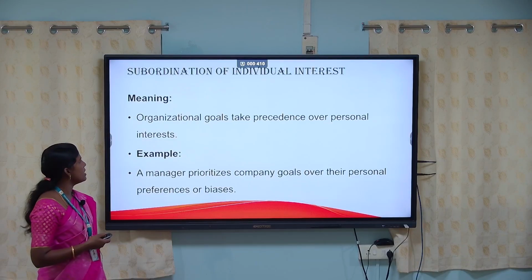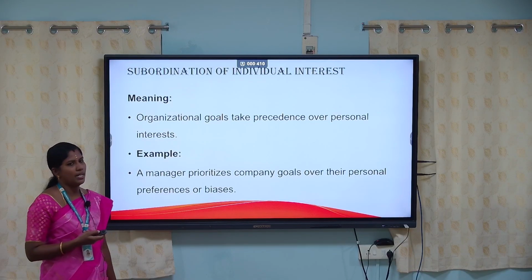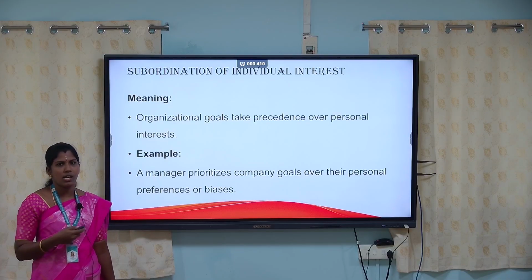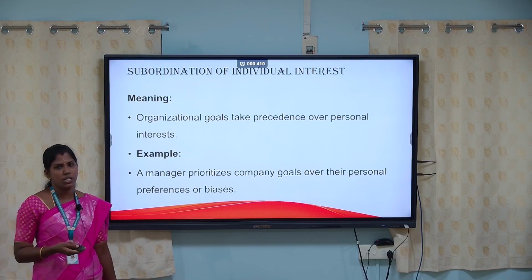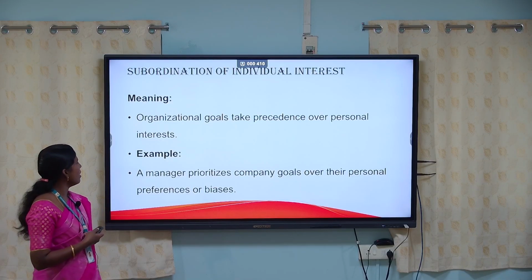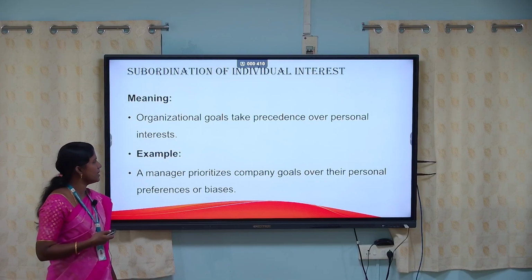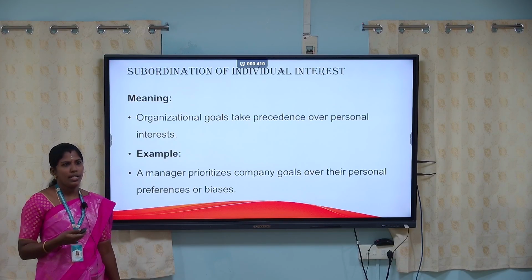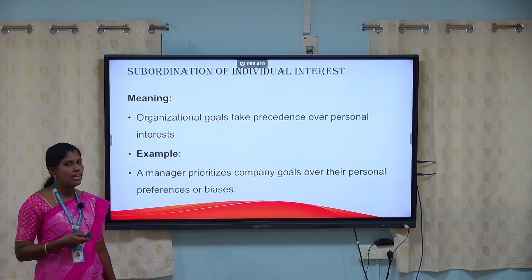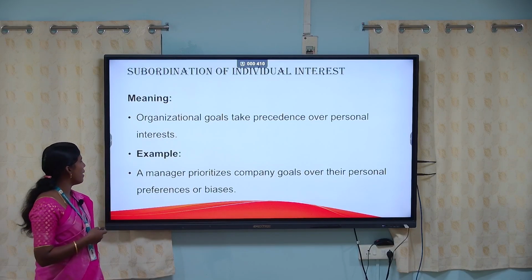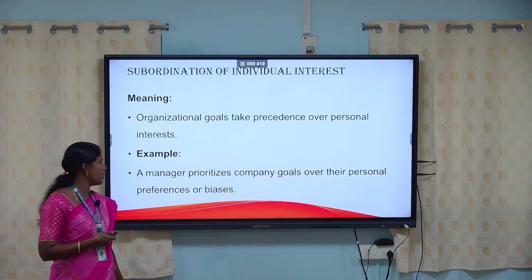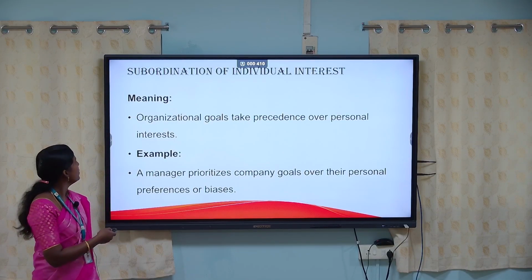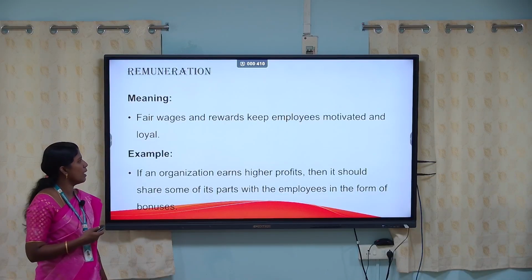Then the next one is subordination of individual interest. In that case, the manager will sacrifice their individual interest and work on the organizational goals. Meaning organizational goals take precedence over personal interest. Their goal will be achieved by avoiding personal interest. Example, a manager prioritizes company goals over their personal preferences or biases. The next slide is remuneration.